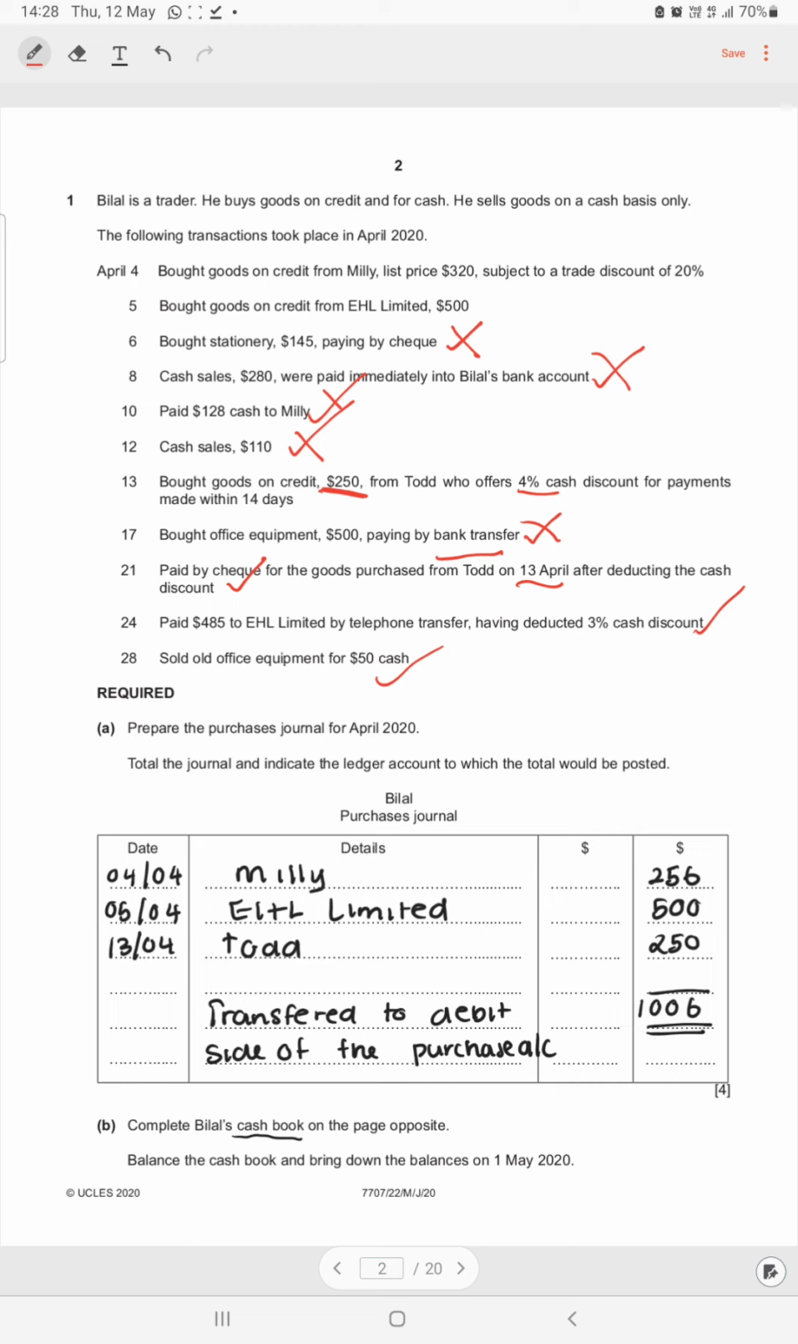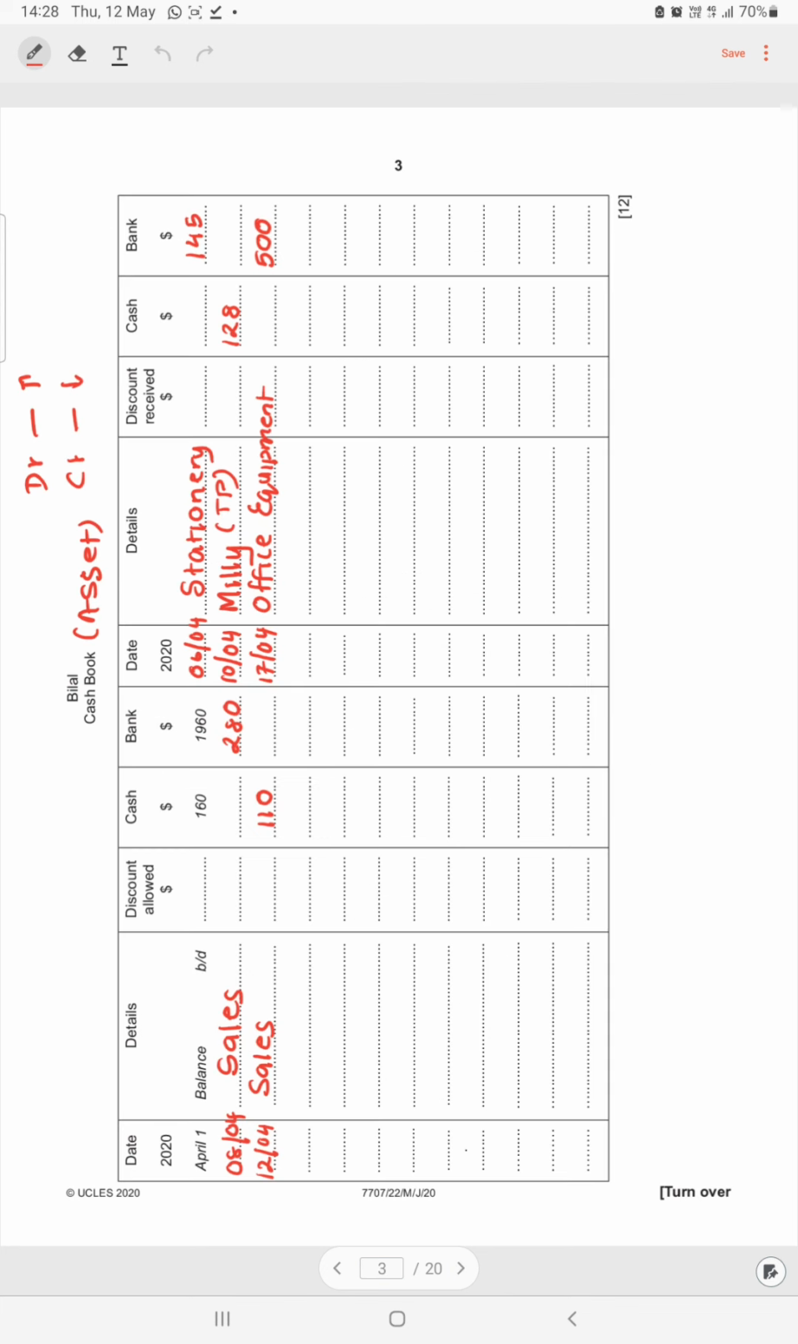So the value of goods purchased on the 13th of April was 250. But since there's a discount, we had to take into adjustment the cash discount, which is 4%. So first we'll find the value of the discount. So this divided by 100 into 4, so that is 2.5 into 4, which is basically $10. So this is $10. That's the cash discount.